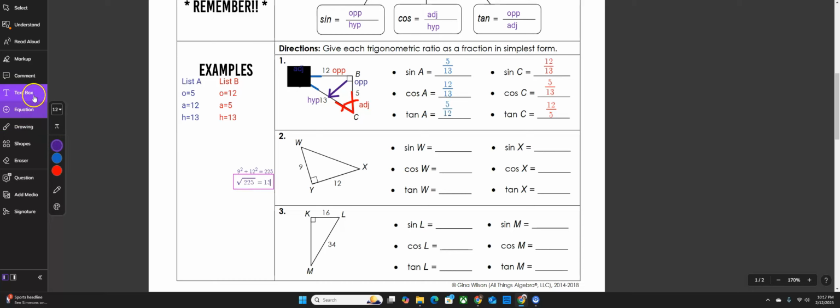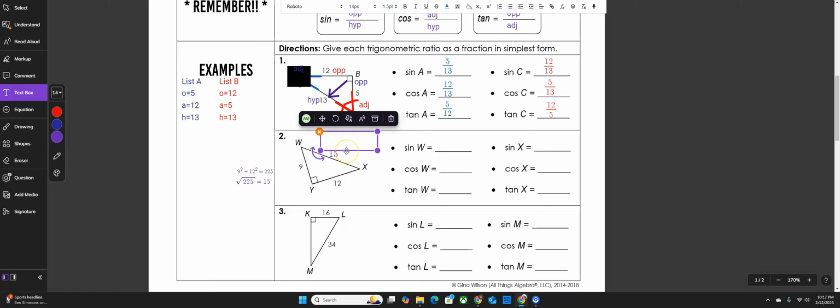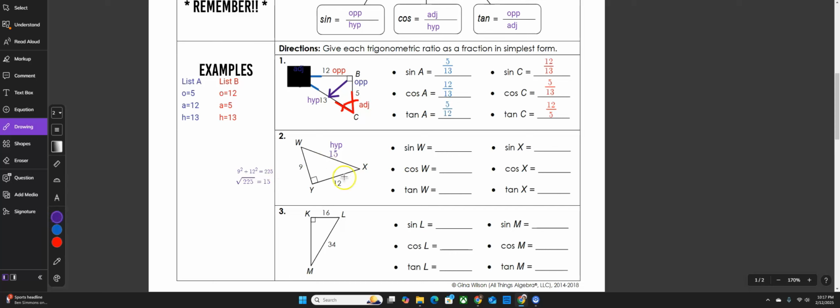All right, so again, that tells me that our hypotenuse is 15. So again, the first thing we're going to do is label that hypotenuse as such, HYP, because again, the hypotenuse does not change based on what angle you're looking at. Only the adjacent and opposite sides do.